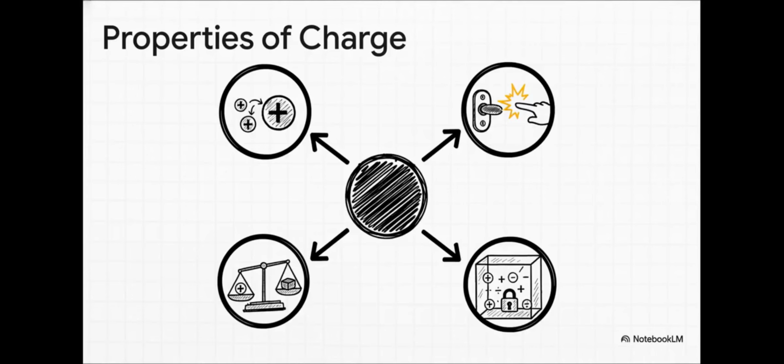It can hop from one thing to another, which is what happens when you get a static shock. Super important. Charge always comes with mass. You can't have a charge just floating around on its own. And like we said, it's conserved. The total amount of charge in the universe is always the same.